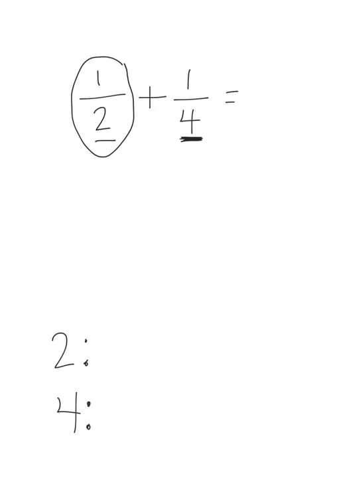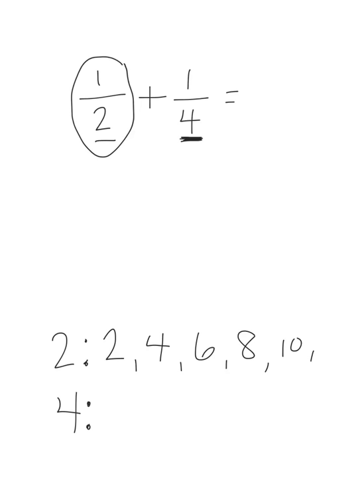So let's look at the multiples of 2. My multiples of 2 are 2, because 2 times 1 is 2. 4, because 2 times 2 is 4. 6, 2 times 3 is 6. 8, 2 times 4 is 8. And we could keep skip counting to find those multiples.